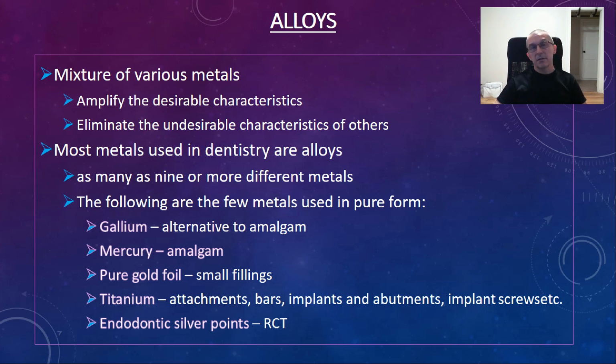Endodontic silver points, these are little points that are made out of pure silver, and they used to use them in RCT, root canal therapy. They stopped using them really because they could not conform to those very fine dental canals.